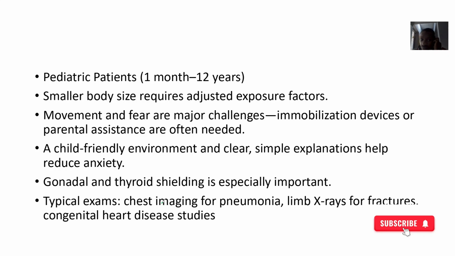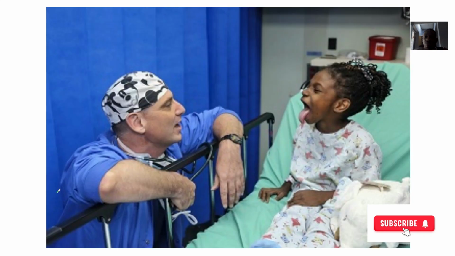So pediatric patient now, it's a child that is between 1 month of life to 12 years. Okay, some people say 9 years. The body size is still small, so you still have to adjust the exposure. Sometimes they are afraid, so they move. So you have to talk to them, use immobilization devices, assure them that there's no problem. The environment should be child friendly. You have to protect their thyroid gland from exposure to radiation. You have to protect their reproductive organs from exposure.